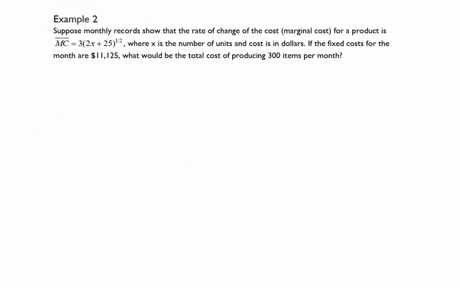Example 2 says, suppose monthly records show that the rate of change of the cost, or the marginal cost, for a product is MC bar equals 3 times the square root of 2x plus 25, where x is the number of units and cost is in dollars. If the fixed costs for the month are $11,125, what would be the total cost of producing 300 items per month? So we have the marginal cost function equal to 3 times the square root of 2x plus 25, and we want to integrate to get the cost function.